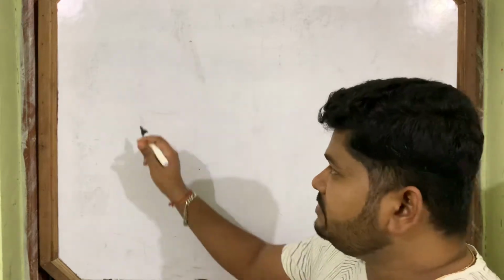Dear friends, this is lecture number 2 of motion in a straight line. In the previous lecture we discussed distance and speed, but in this lecture we discuss velocity and acceleration. So let's first start with velocity.